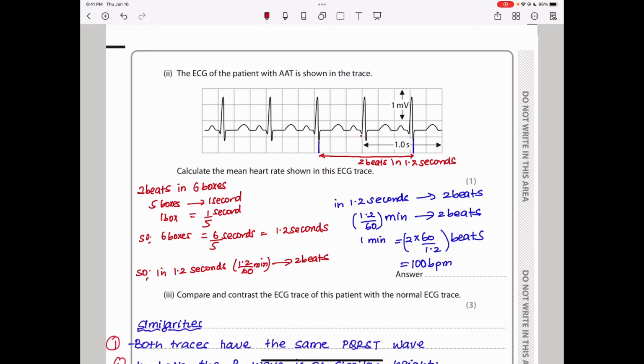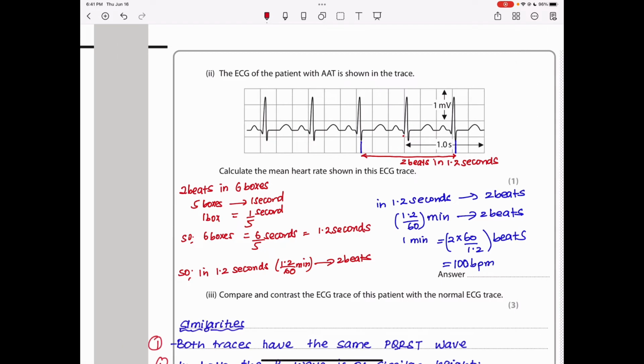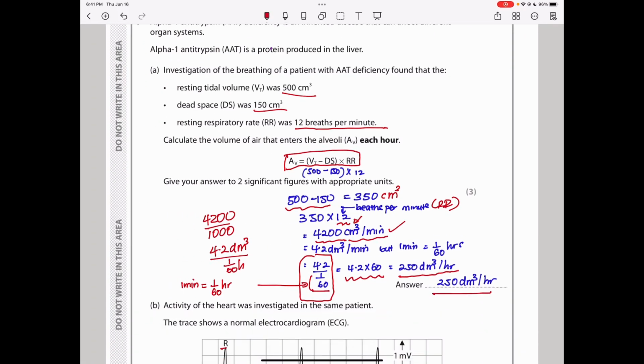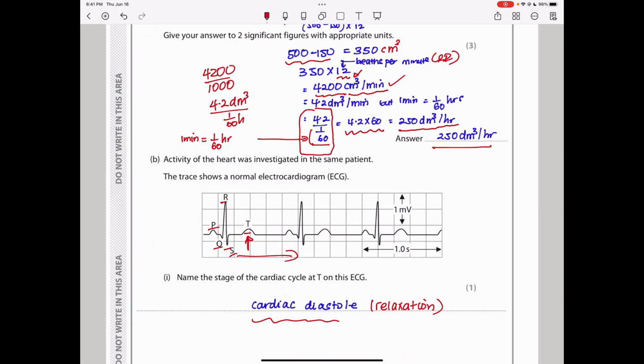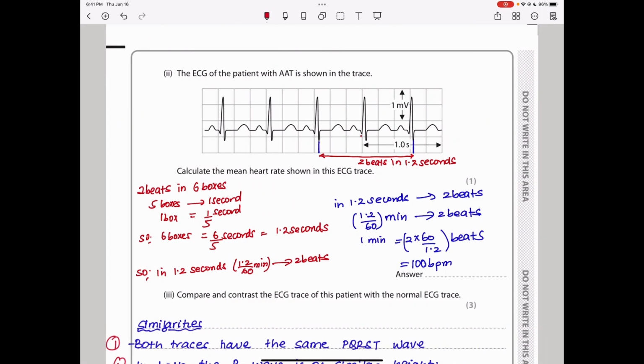So we have another ECG here. They say the ECG of a patient with AAT is shown in the trace. This is what we have. If you compare with the previous one, let me take you back. You can see there is greater space here in comparison to the other one, which is kind of close. So the rate is faster than the previous rate. Here they told us to calculate the mean heart rate. I'm going to use a different color because I already used red. Now, to find the mean heart rate, remember they've given us that this is equal to 1 second. I want to take it away for you to see.